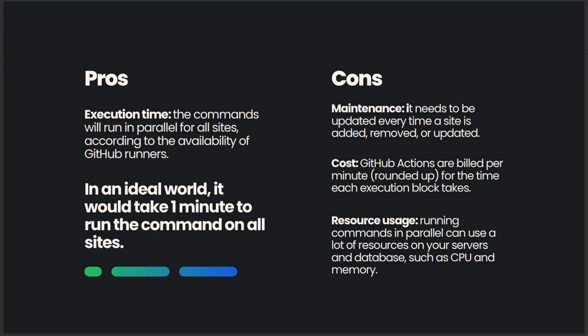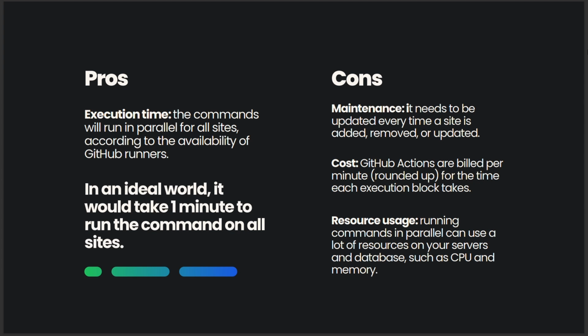So we fixed the execution time issue that we had with the other approach. We still have the maintenance issue that we discussed, having to manually update all the sites. But then we kind of created 2 new problems here. The first one being the cost, because GitHub Actions cost money. They give you some free tier to use, which is very good, but they bill you by the minute that the runner takes to finish the job.